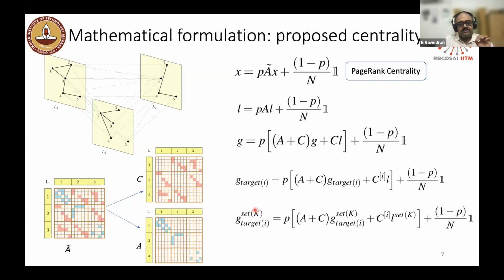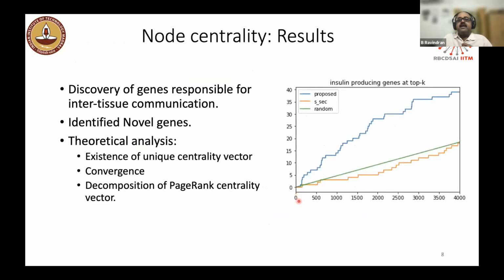So why did we have to do these things? Because the question that we were interested in addressing was, can we identify, say, the insulin producing genes, which are important for tissue-tissue communication, right? So I'm interested only in targeting those genes in a layer which respond to insulin, and with respect to those genes, which are the more central genes in the whole body. That's essentially what we wanted to look at.